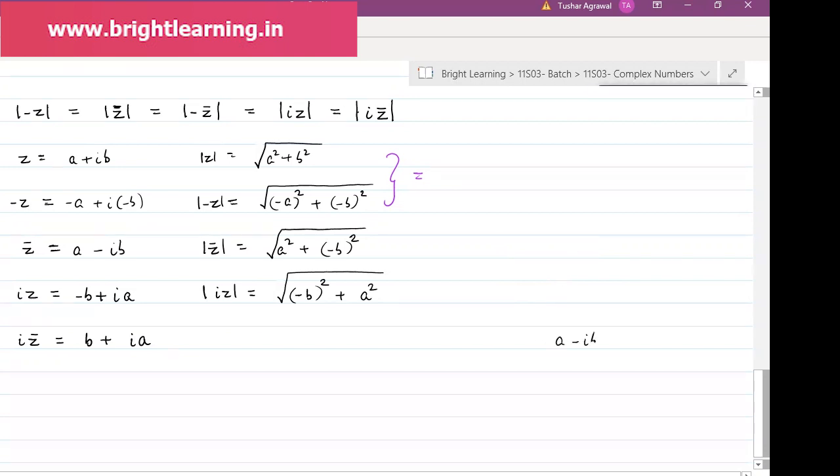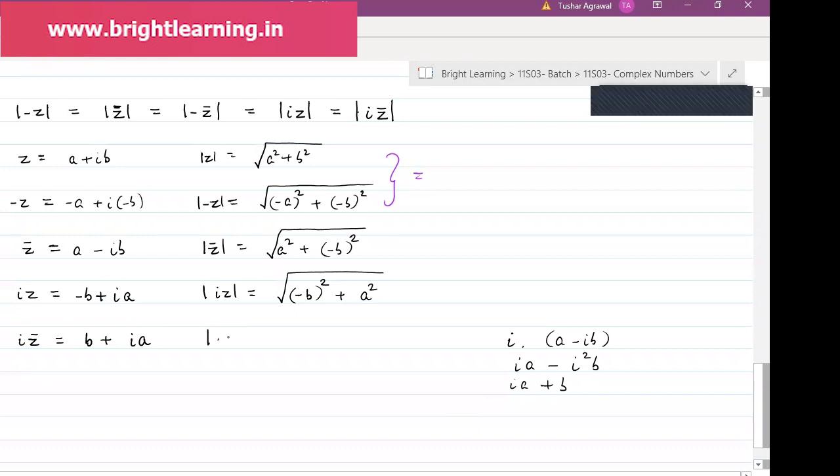This is my Z bar. I have to multiply I with Z bar, correct? Yes, sir. I into A. Subtraction, I into I, that is I square B. So I into A as it is. What is this I square? Negative 1. Minus of negative 1B, so it will be plus B. Yes, sir. It was a simple multiplication.